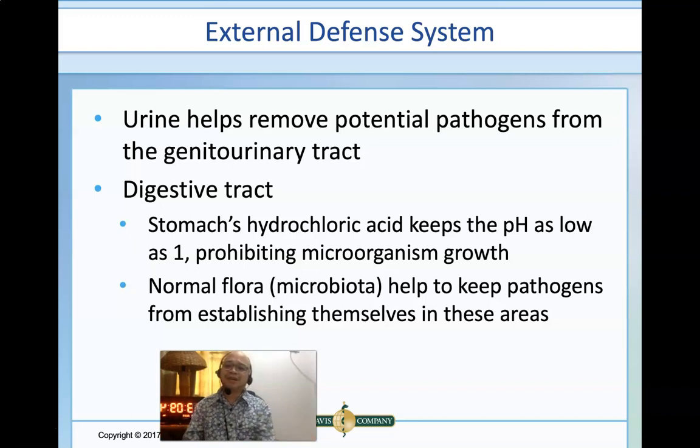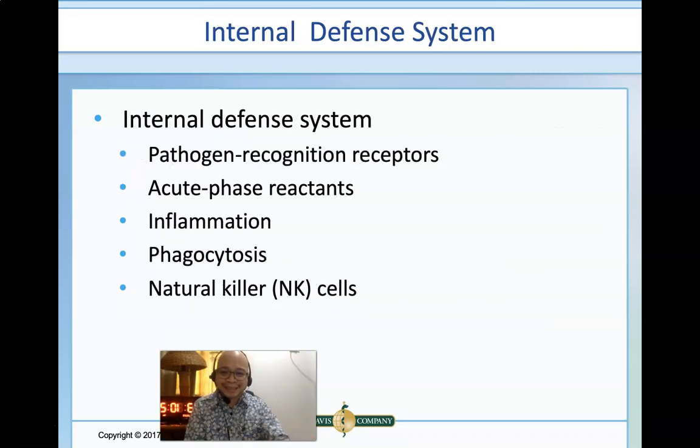stomach. Okay, so that's the reason why normal flora or microbiota will help us keep pathogens from establishing an ecological niche in our digestive tract. So there you have Lactobacillus acidophilus. That's in the vagina. Lactobacillus casei. Okay? The Lactobacillus shirota strain, the one that you can find in Yakult. So probiotics are important to keep our digestive tract healthy.